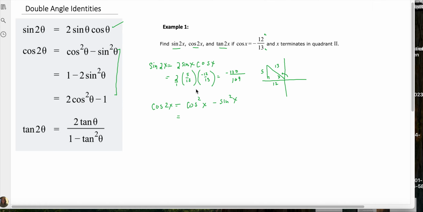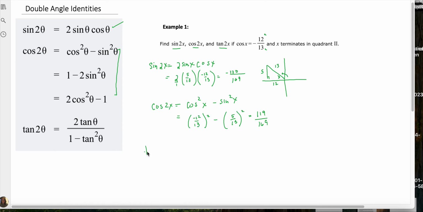Okay, so cosine x, again, is negative 12 over 13. So this will be negative 12 over 13 squared minus sine squared x, which is 5 over 13 squared. So again, once I find these, we will end up with 119 over 169.